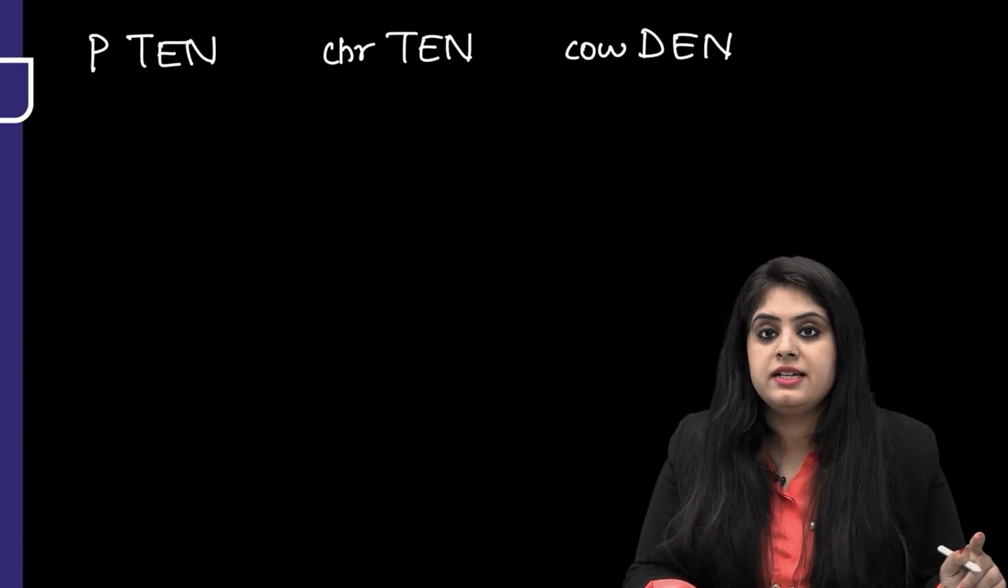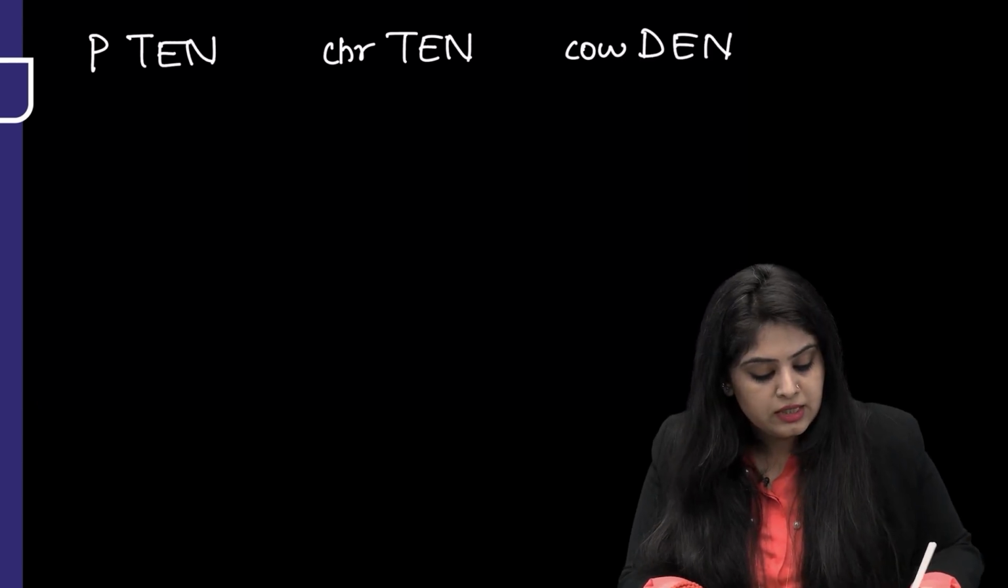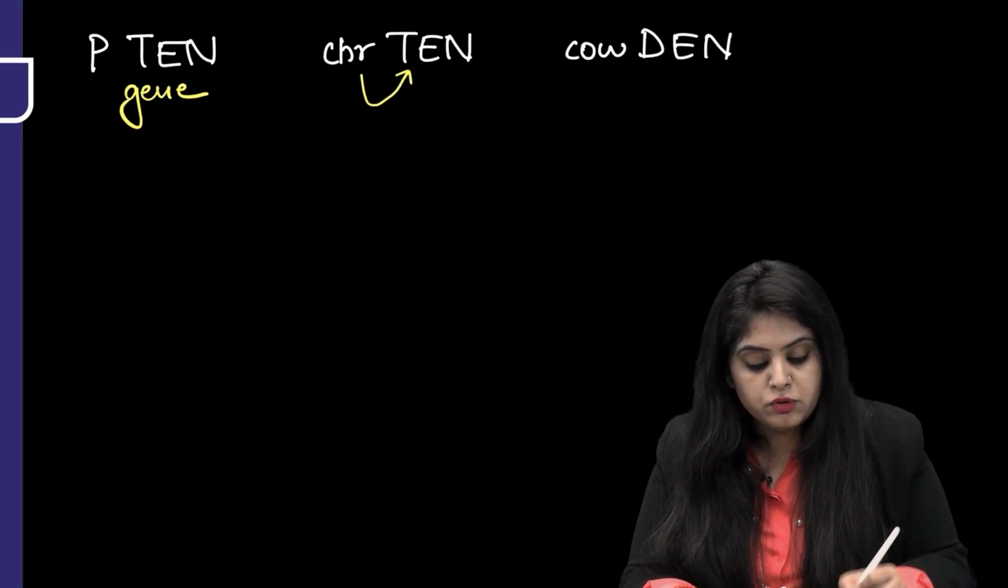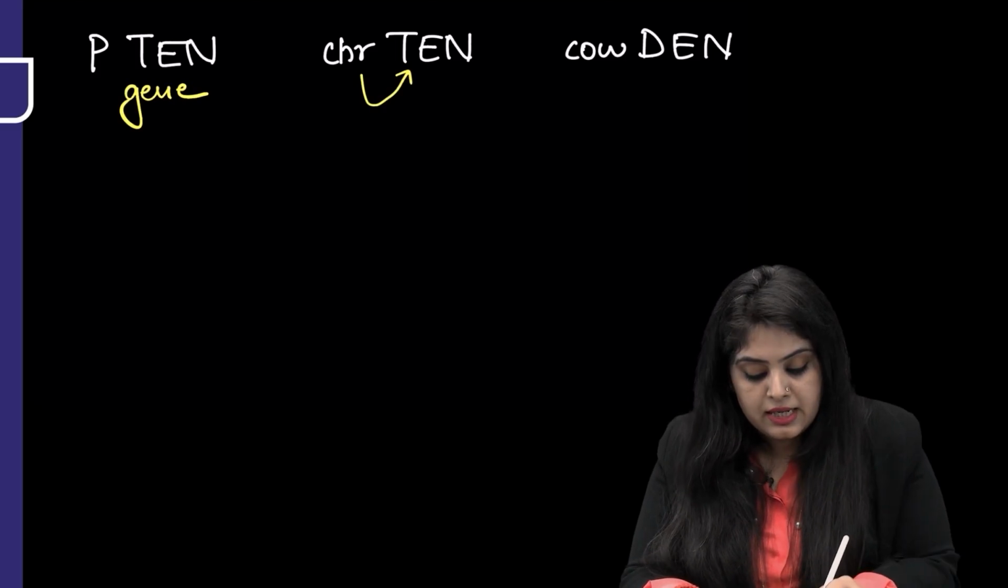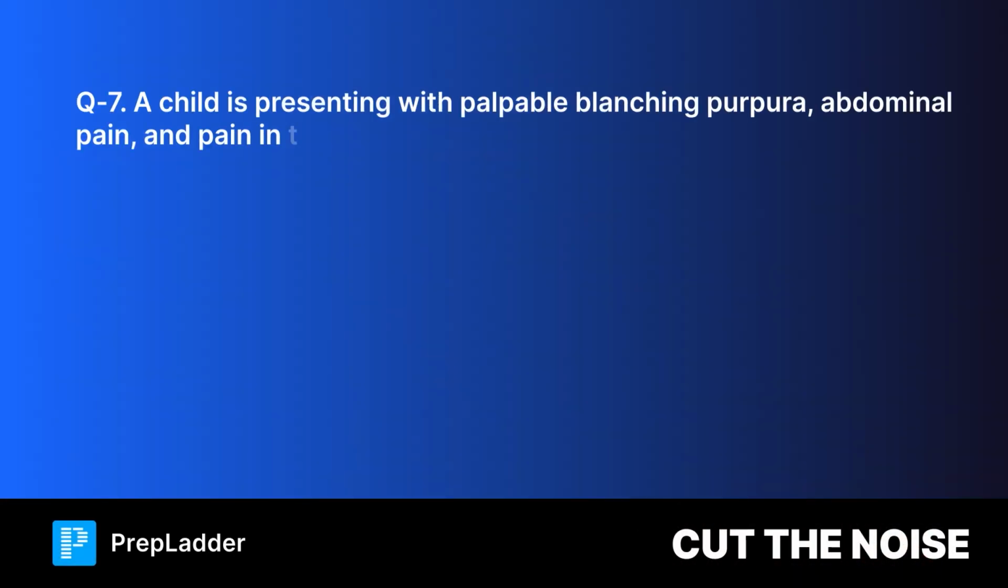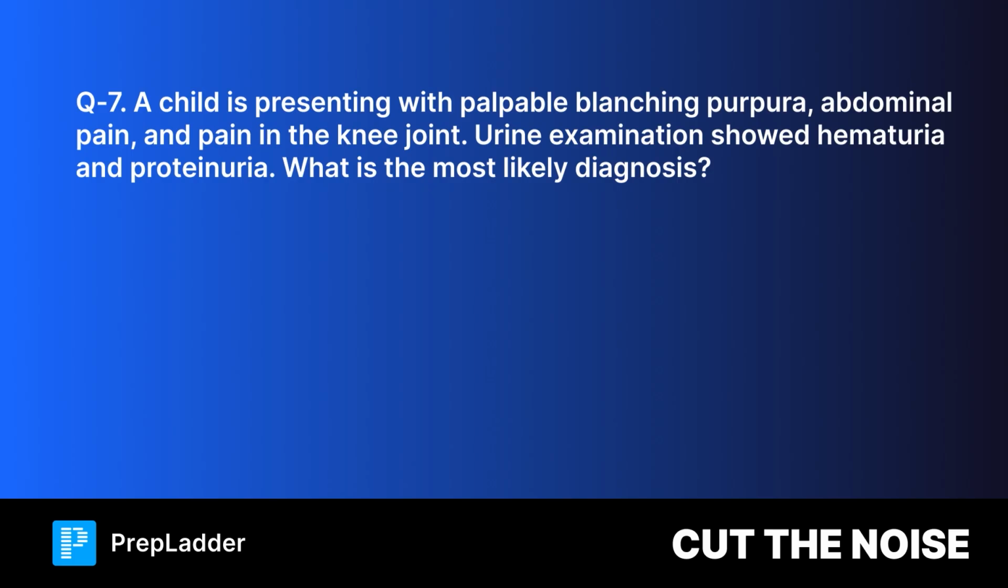Sounds easy? 10-10-10. So what is the name of the gene? The name of the gene is PTEN. The number of the chromosome on which it is present is chromosome 10, and the syndrome which it causes is Cowden.